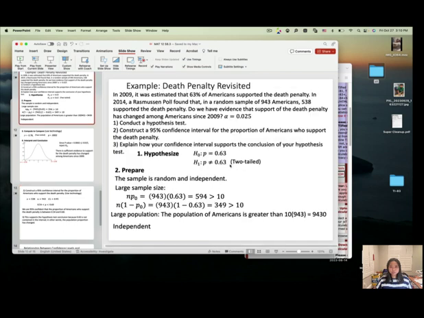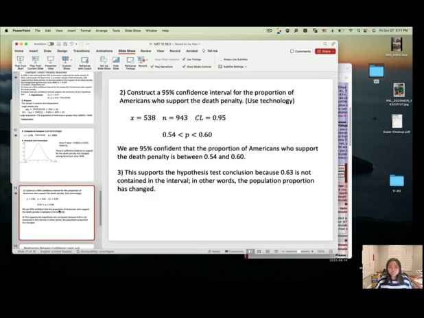We're gonna go back here. So for number 1, when we were working on the hypothesis testing, we believed the alternate hypothesis is true: the population proportion is not equal to 0.63. And when we look at the confidence interval here, the population proportion will be within 54 to 60%. And 0.63 is somewhere like here. So we could say this supports the hypothesis test conclusion because 0.63 is not contained in the interval. In other words, the population proportion has changed.